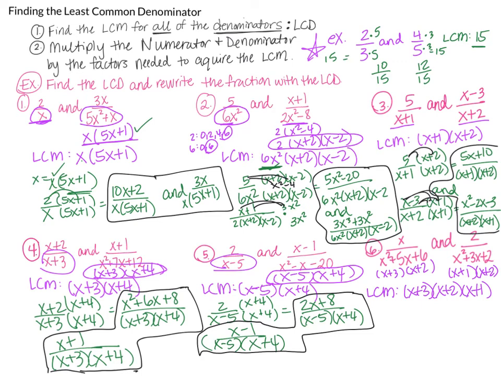Okay? So let's go fix those fractions. I start off with my first fraction, which is x over x plus 3 times x plus 2. So to get to that common denominator, I'm going to need to multiply by an x plus 1. Okay, so multiplying the top is going to give me x squared plus x over that common denominator, x plus 3, x plus 2, x plus 1.